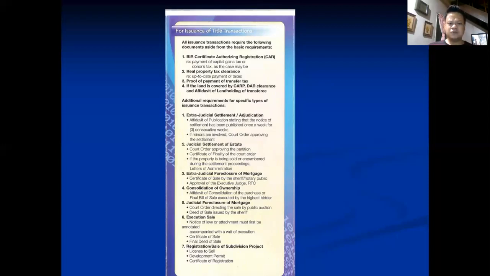Di ba? How do you determine ba the capital gains tax, if you could recall? Di ba? Capital gains tax is 6% of the zonal value or market value, whichever is higher. Di ba? Ganun yun. And donor's tax likewise, by advent of the TRAIN law, it is also 6%. Okay? And you also have to pay the documentary stamp tax, which is 1.5%.